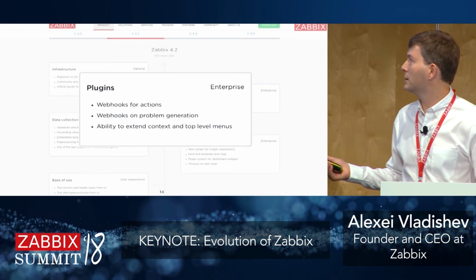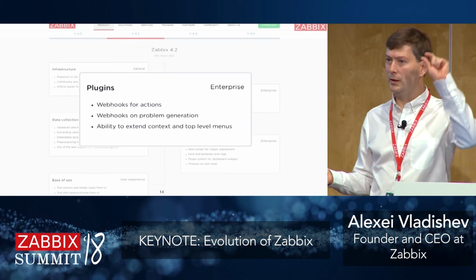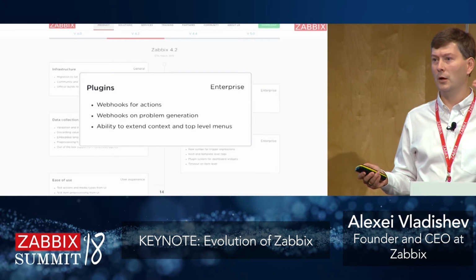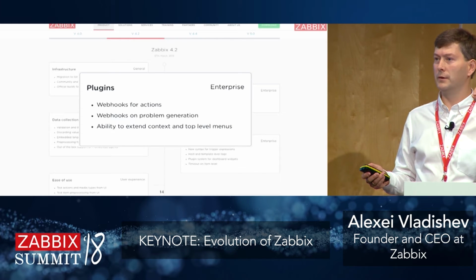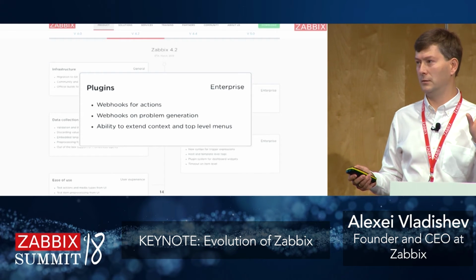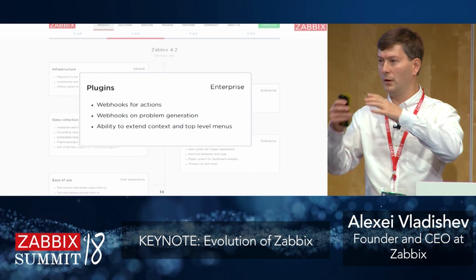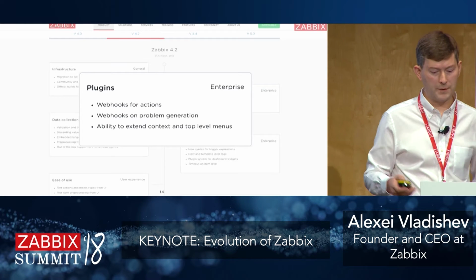And the ability to extend context menus. Context menu means when you click on a host, when you click on a problem, or maybe you click on an individual metric. There must be a way you may extend it without touching the core code of Zabbix.